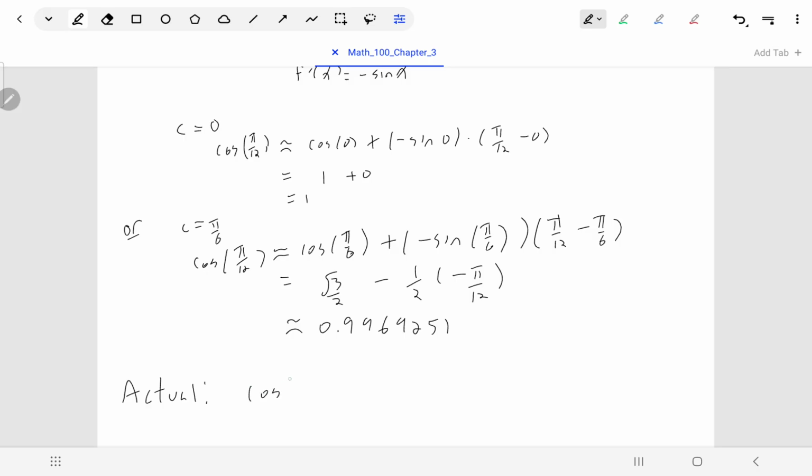The actual value is really close to both of those. So if you actually calculated cosine of pi over 12, it turns out to be 0.96592 and some other stuff after that. So both 1 and 0.996 are relatively close to the exact value. So not too bad on either side.